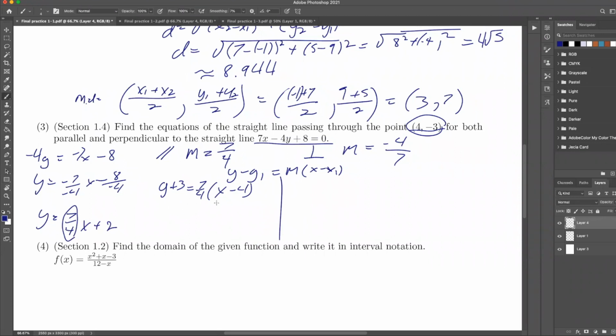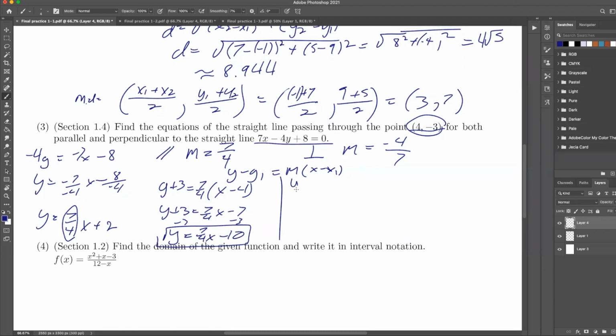Sorry about that. And so here we just distribute this. So we have y plus 3 equals 7/4 x minus 7. 7/4 times -4 will give me -7. And then here I'm going to minus 3 to both sides. Minus 3. So I get y equals 7/4 x minus 10. There we go.